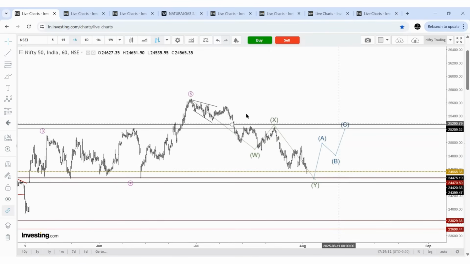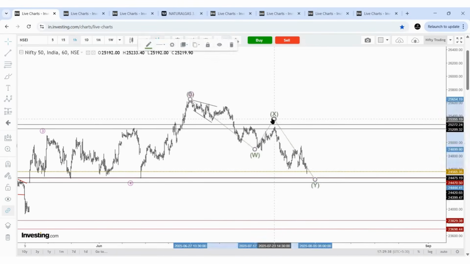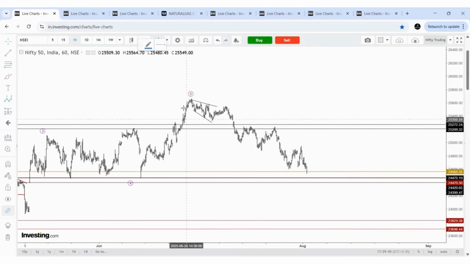Why I chose this as the primary view? I have a valid reason for it. I remove all these counts, so you can have this one.